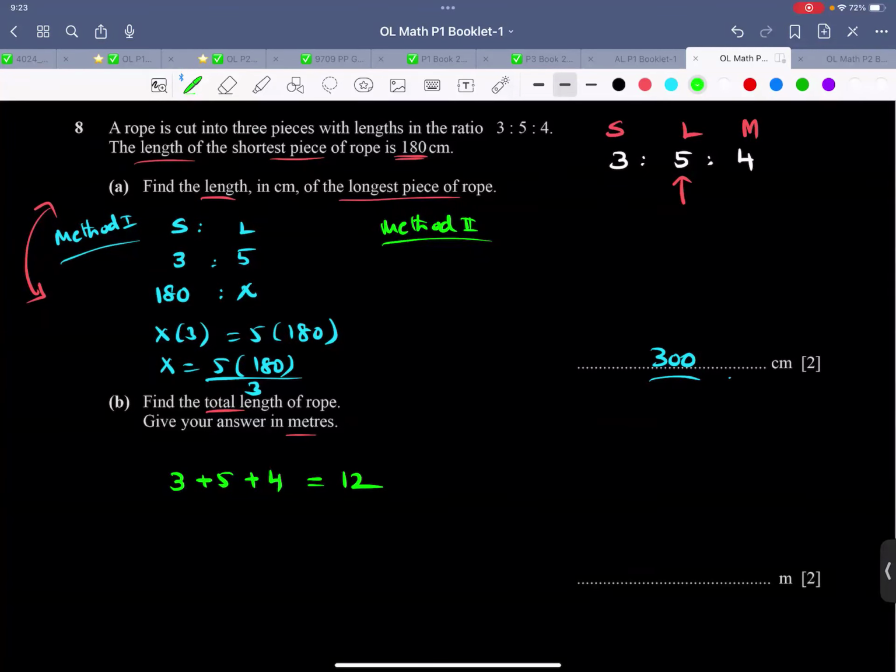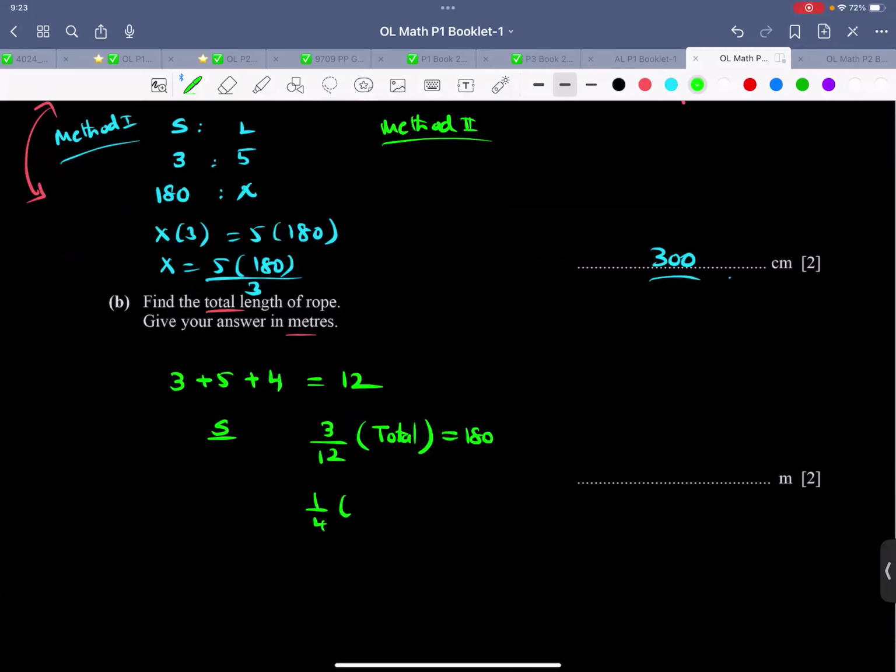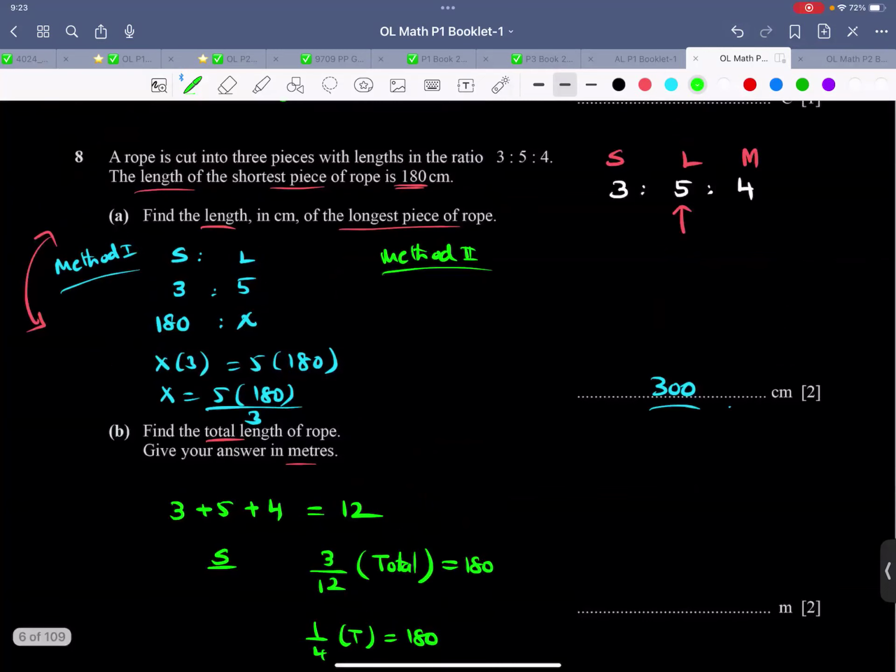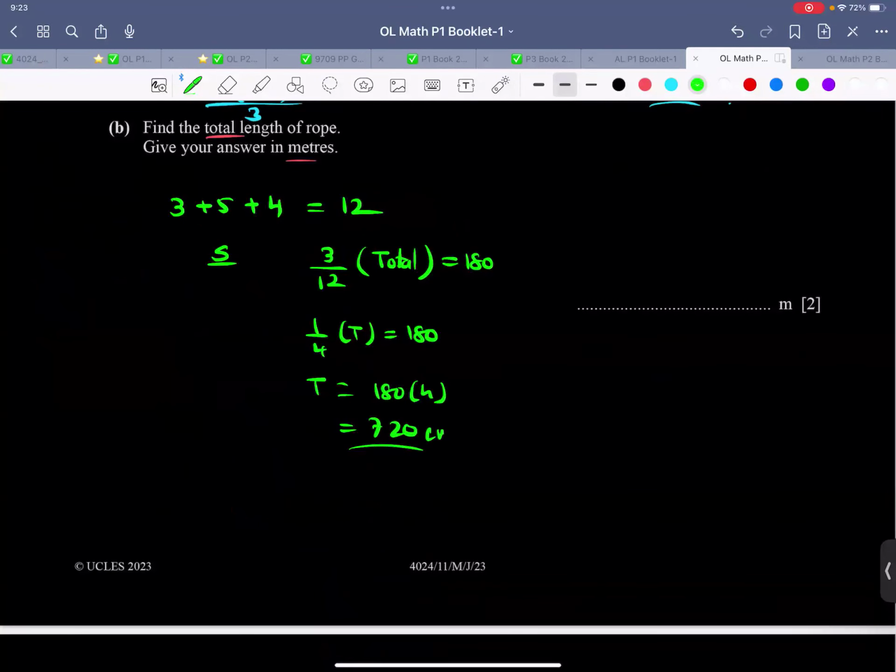Now compare. The shortest is 3 out of 12 of the total. This equals 180. So 1/4 of the total equals 180. Therefore, the total is 180 into 4, that is 720. This 720 is in which unit? It's in centimeters. Therefore, 7.2 meters, that's the answer for this part.